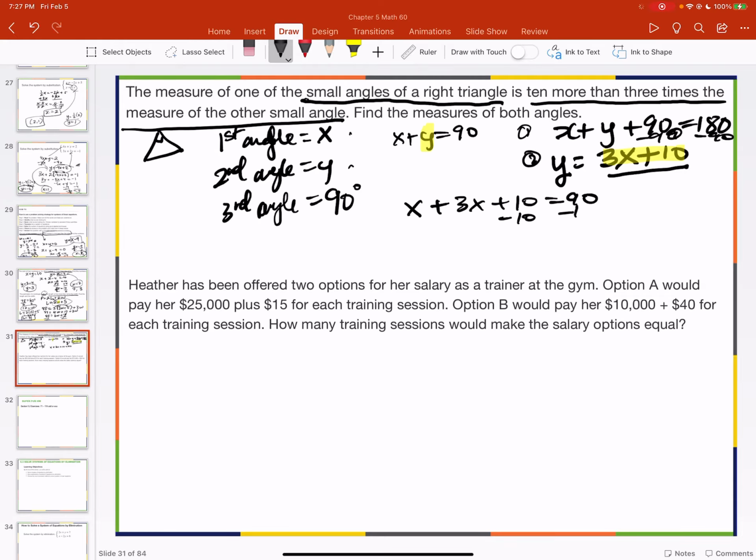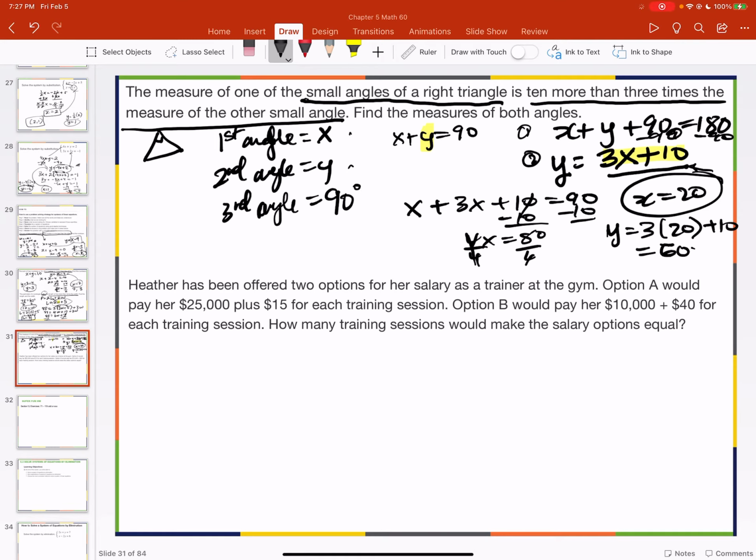So minus 10, minus 10. 4x is equal to 80. Divide by 4, divide by 4. x is equal to 20. And then solving for y, y is equal to 3 times 20 plus 10. So then you get 60 plus 10, 70. y is equal to 70. So both angles: one is 20 degrees and the other is 70 degrees, okay?